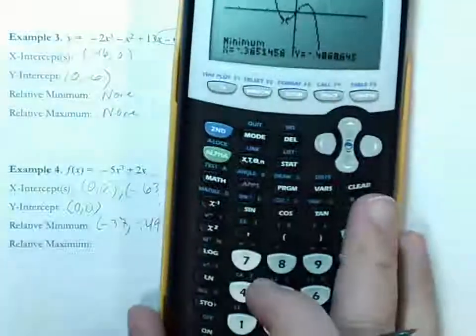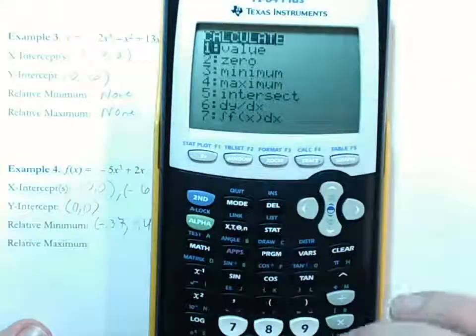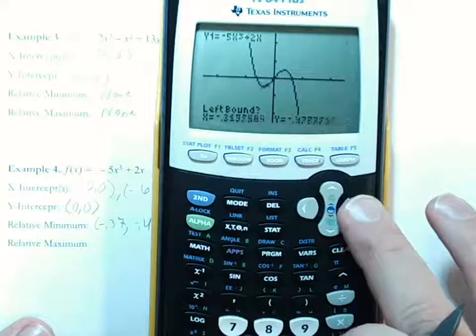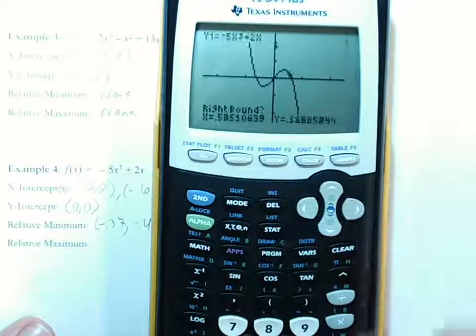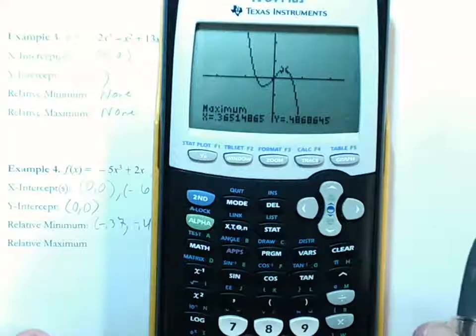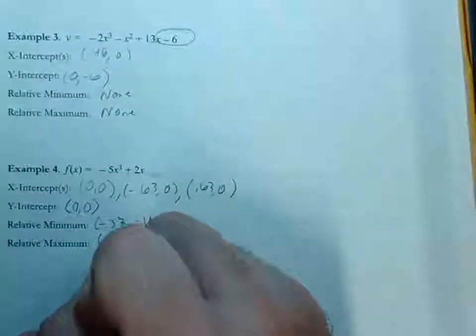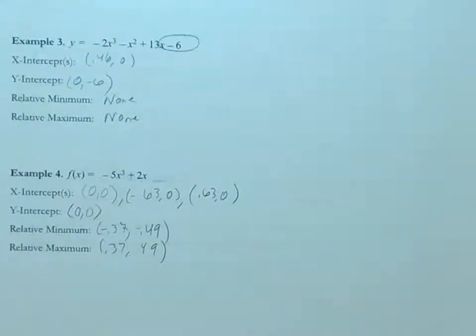Then all that's left to do is find the local maximum. So second, trace, and this time 4. And I'm actually going to arrow just a little bit closer and then hit enter right there, and then go to the other side to the right and hit enter one more time. And I get 0.37 and 0.49. And guess what? We're done.